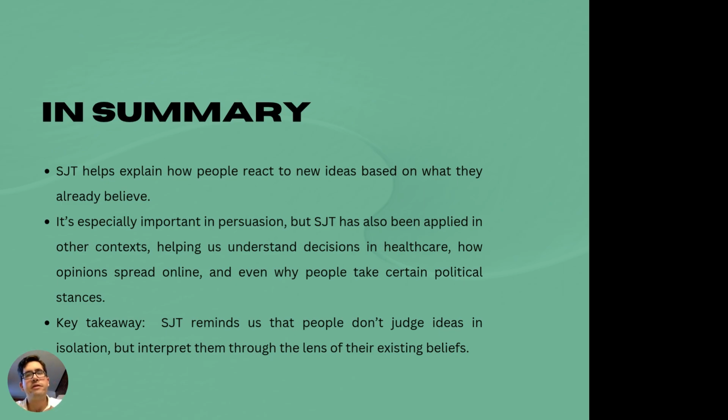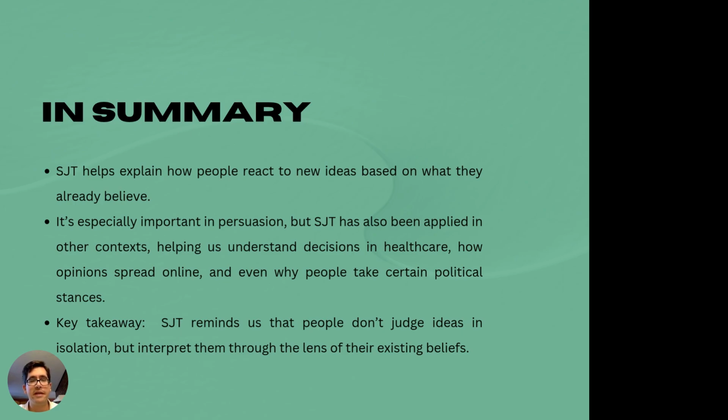So as I start to wrap up this presentation, I wanted to look at things in summary: social judgment theory can help us explain how people react to new ideas based on what they already believe. And it is especially important in persuasion, which is how it's being discussed in our readings this week, showing why some messages change our minds, while others cause people to dig in more to their anchors or to their beliefs. But social judgment theory also applies far beyond persuasion. It helps us understand decisions in healthcare, how opinions can spread online, and even why people take certain political stances. In short, it reminds us that people don't judge ideas in isolation, but they interpret them through the lens of their own existing beliefs.